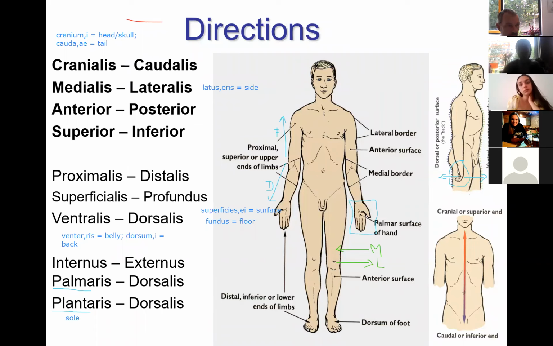Do you have a question to that? Yeah, bottom is a better translation than floor for fundus. Yeah, bottom is better.